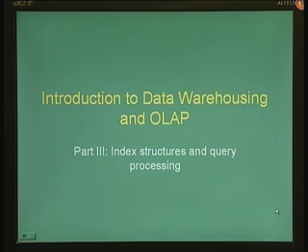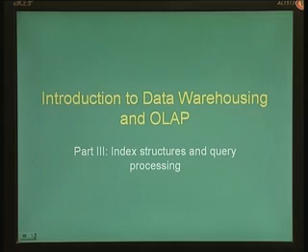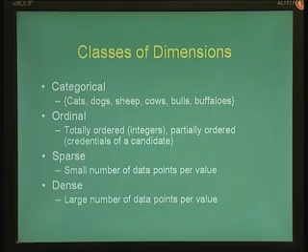So that was about OLAP structures, and let us briefly look at what kinds of strategies are used for MOLAP structure, that is native multidimensional databases or hypercube maintenance, and what kinds of index structures are used for handling such multidimensional retrievals. So just to summarize, we have different classes of dimensions. There could be categorical dimensions, there could be ordinal dimensions. Dimensions could be sparse, where there are a small number of data points per value, or dimensions could be dense, where there are a large number of data points per value.